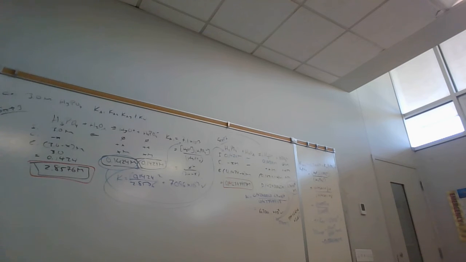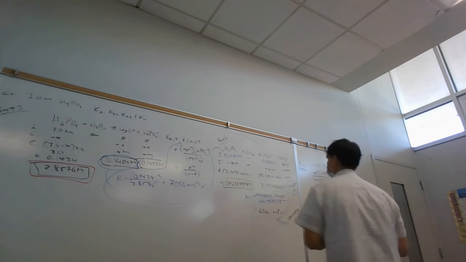Okay, so this K is equal to the hydronium times the phosphate divided by the monohydrogen phosphate. And so I'm going to get 0.14240063 plus x times x divided by 6.3 times 10 to the minus 8 minus x. Did I do that right? Okay.